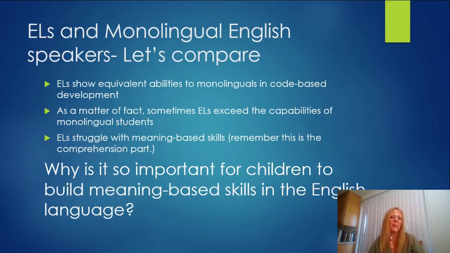So another thing that I'd like to do is compare ELs to monolingual English speakers. And they showed some little chart. I have trouble reading those charts, but I'm going to try to explain it in my own words the best that I can.